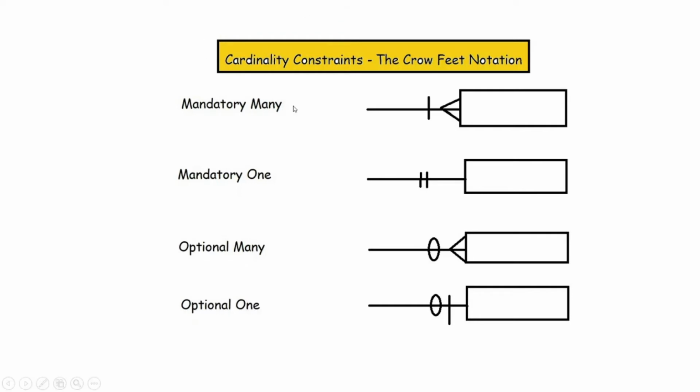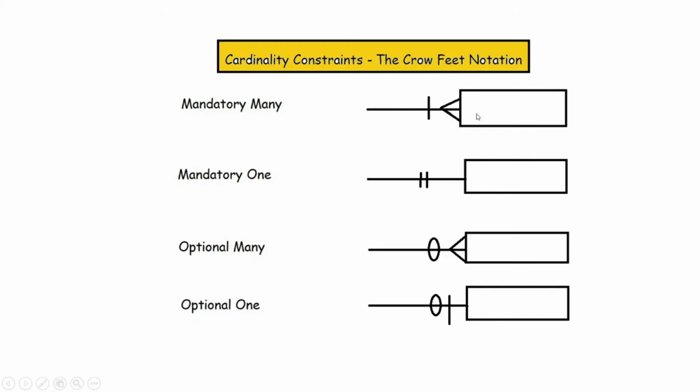Now, cardinality constraints, what are they? Cardinality constraints, we have many. We are using here the crow feet notation. So we have mandatory many, mandatory one, optional many, optional one. We have to understand what is mandatory many.